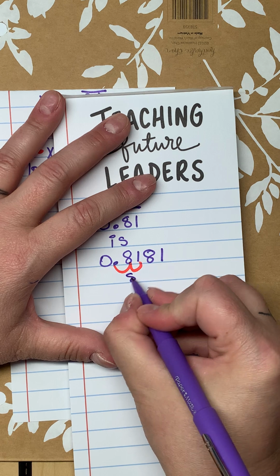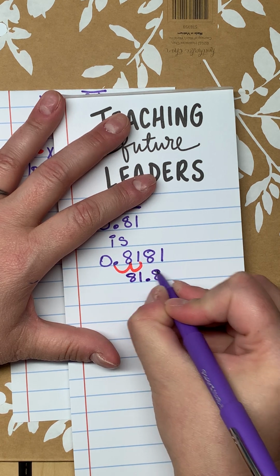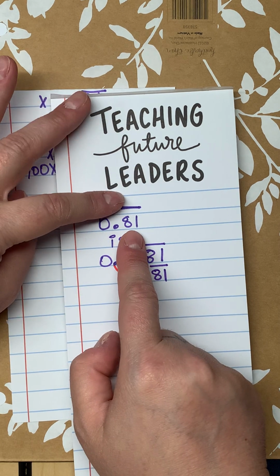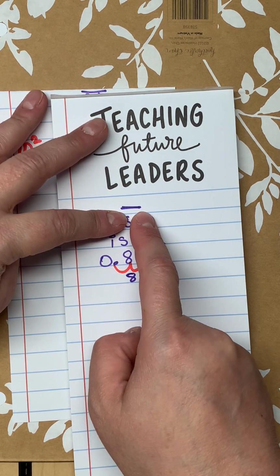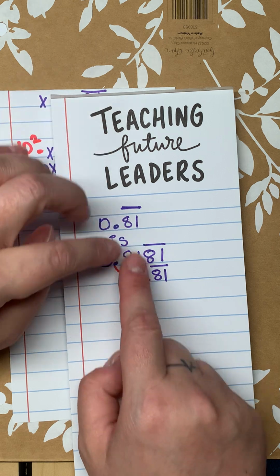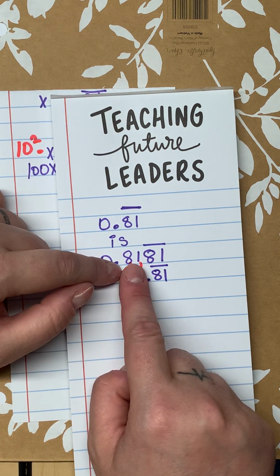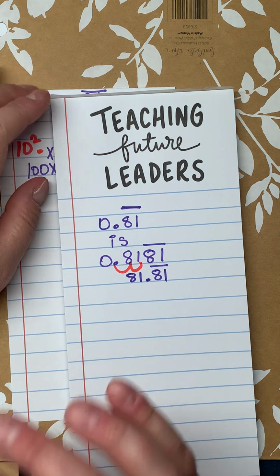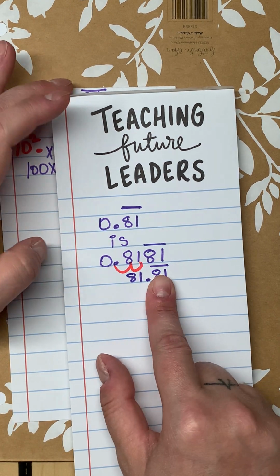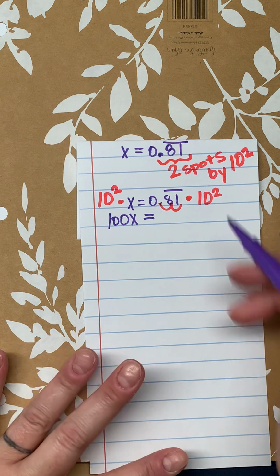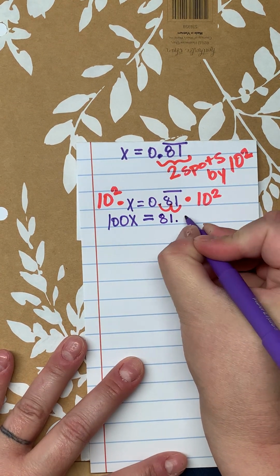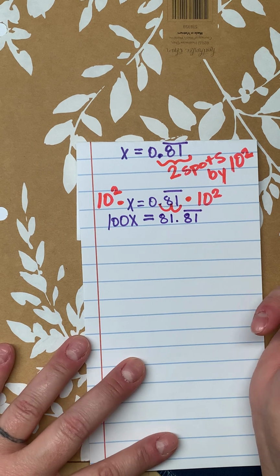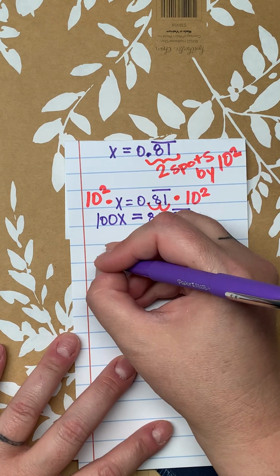So it becomes 81.81 with a repeat. What we did is we said that 81 with the bar on it really means a couple of 81s beside themselves. And when I move the decimal over to the right, I get 81.81 with a repeat. So let me write that down. 81.81 with a repeat.